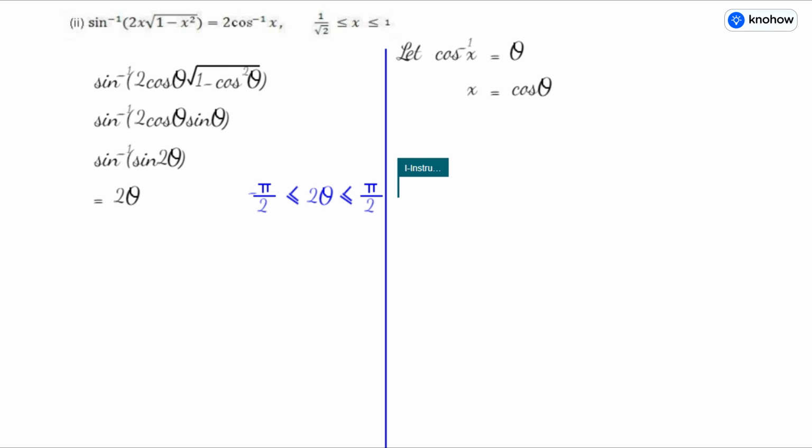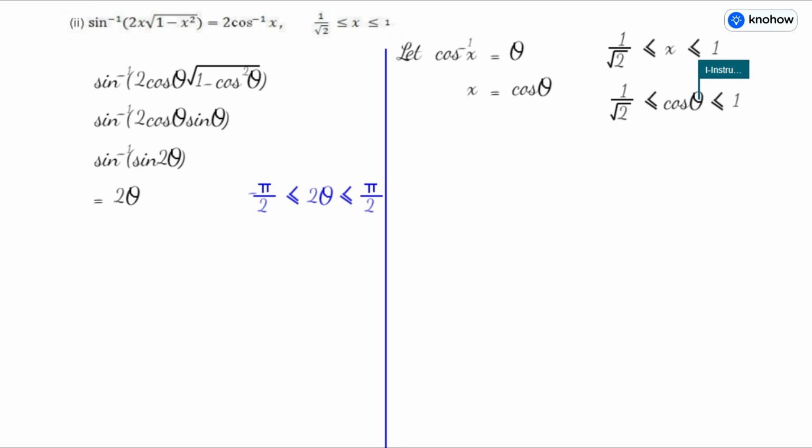And now look at the condition given for x. What is the condition given for x in this case? X lies between 1 by root 2 to 1. Sorry, it is not minus, it is 1 by root 2 to 1. X we have assumed cos theta. So cos theta lies between 1 by root 2 to 1.